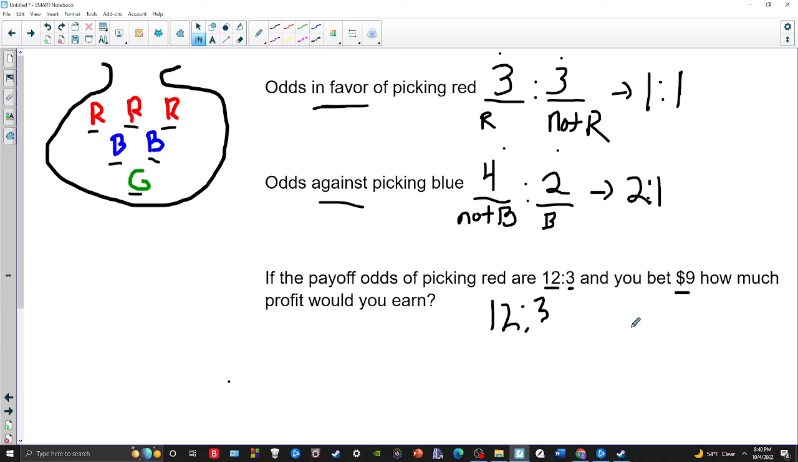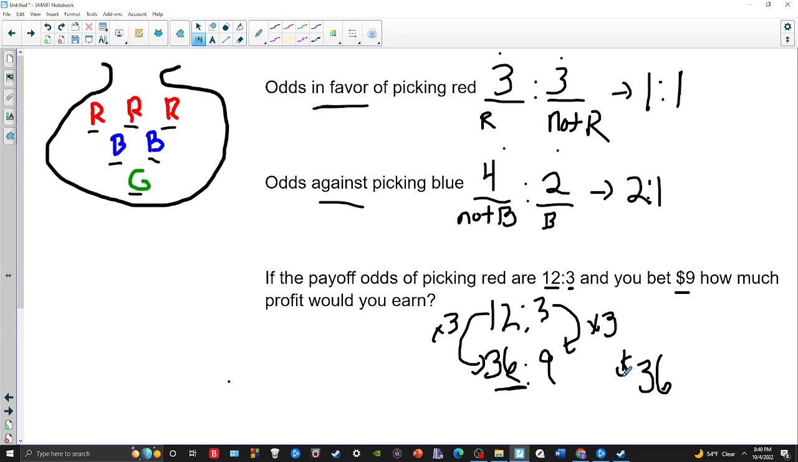So if I'm betting 9 bucks, well, I want to basically think about, okay, if this is 9 over here, what's this number got to be? Well, 3 times 3 gives me 9. Thus, 12 times 3 would give me 36. So I would make 36 bucks off of a $9 bet if those are my payoff odds, right? Again, the payoff odds mean if you pick red, you're going to earn $12 for every 3 that you bet. So you figure out how many 3s you bet. In this case, I bet 3 3s, aka 9. And so I'm going to make 12 3 times, in this case, 36.